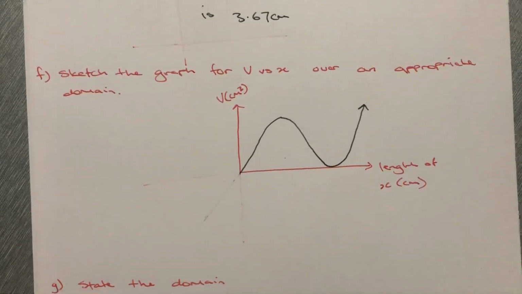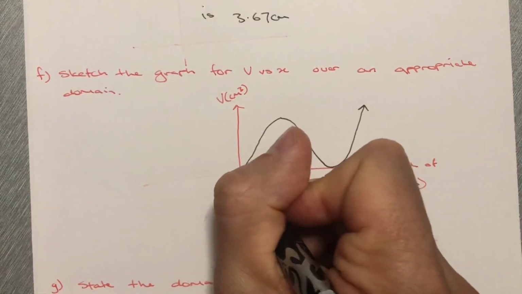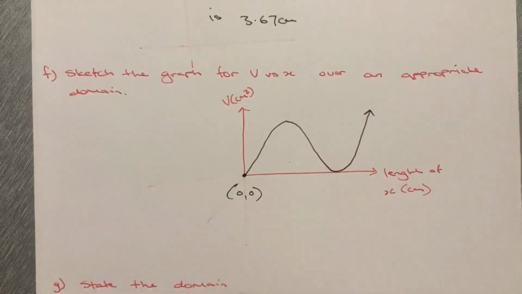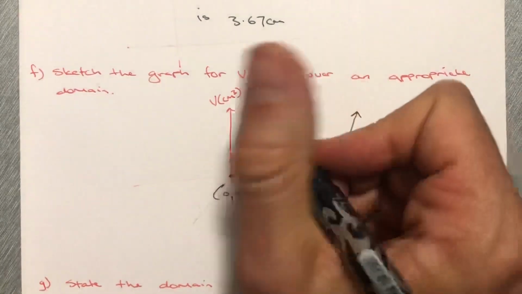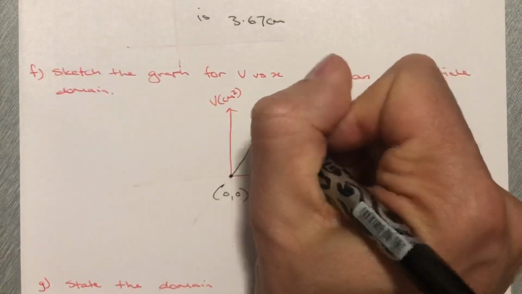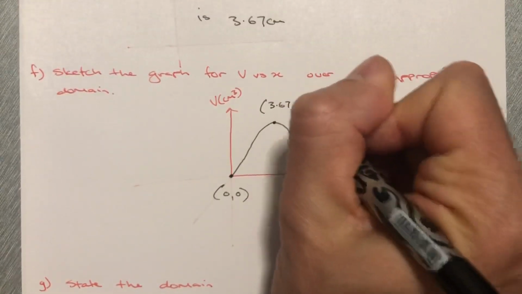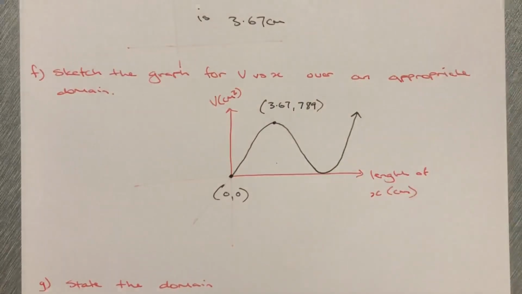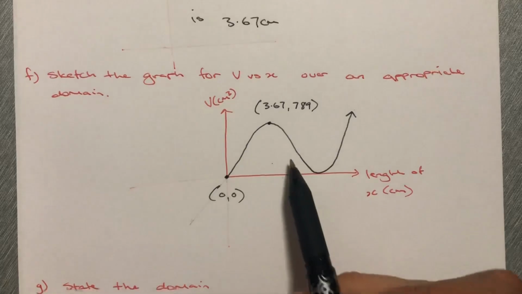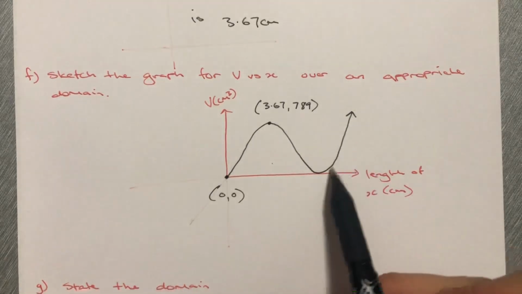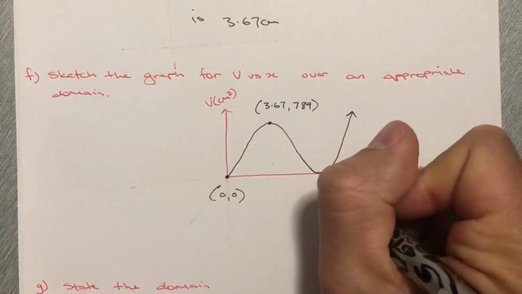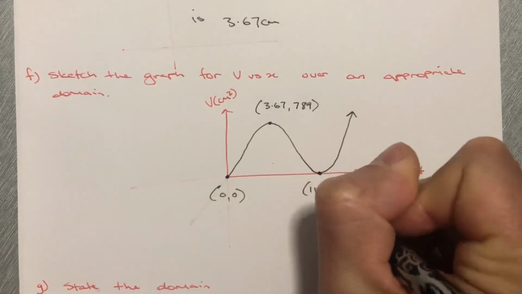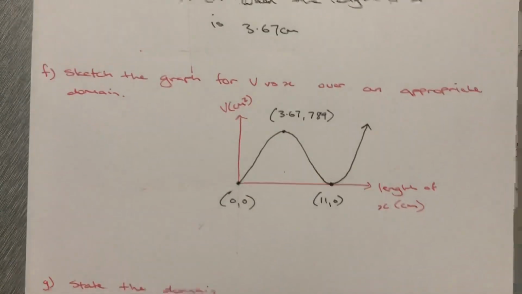Okay, so this is showing me that when the length of x is 0, the volume is 0. Now, we worked out where the maximum was before. So that was when x is 3.67. We have 789 as our volume. Now let's have a look at this little bit here. You'll see that on your calculator, it'll tell you that it hits at 11 and 0.